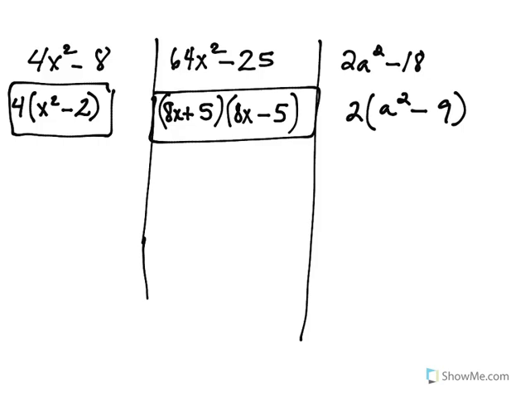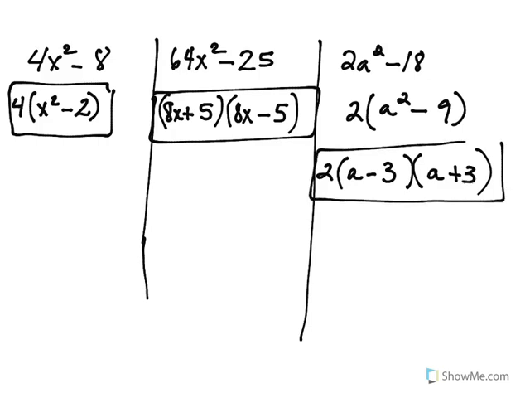A squared is a times a. 9 would be 3 times 3, and it is a difference. So there is subtraction. So this can factor further. A minus 3, a plus 3. And this problem is factored. And that's it.